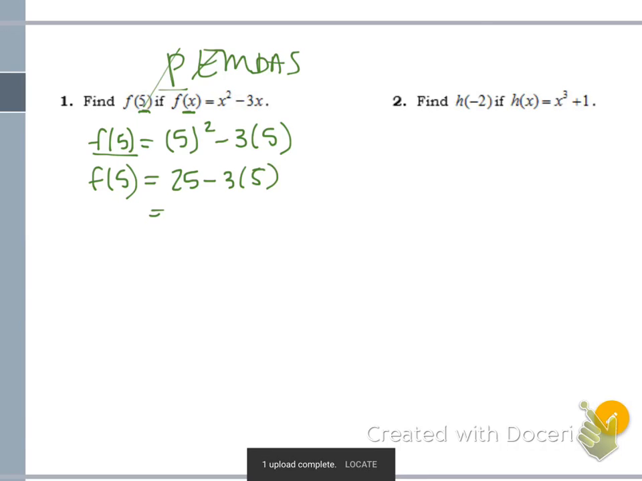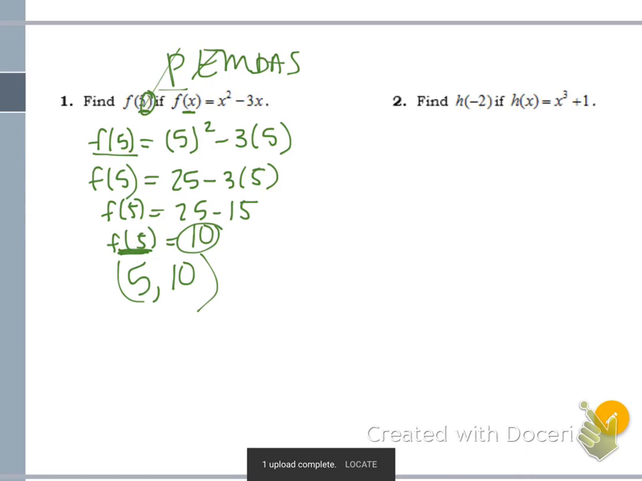My next thing is to multiply. So 3 times 5 is 15. And then 25 minus 15 is 10. So my x value I plugged in was 5. My y value I got out was 10, because remember, this actually represents y. So the point is (5, 10). The x value I plopped in was 5, and the y value I got out was 10.